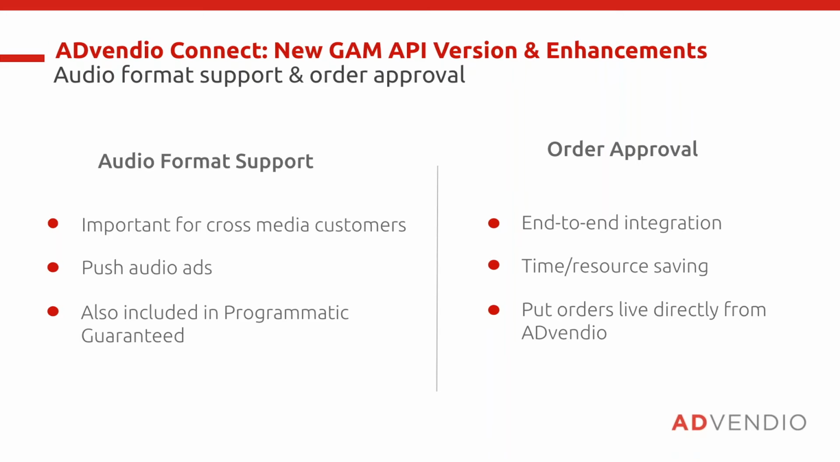The next one is order approval. What that means is that you can directly approve an order to set it live via ADvendio, so in ADvendio. This is quite important for the end-to-end integration, which we of course seek to have in ADvendio. This is both time and resource saving, because you don't have to then go over to approve the order in GAM itself. And like I said, you can put them directly live from ADvendio.